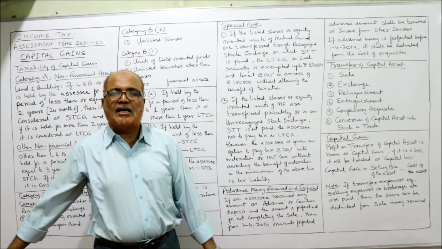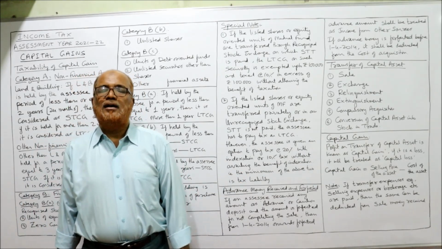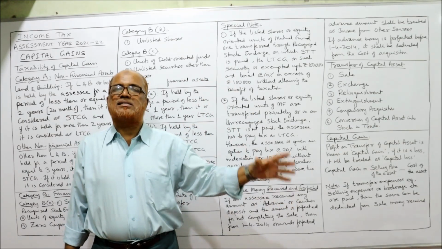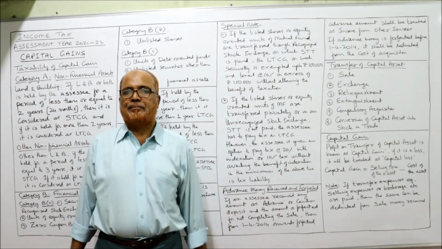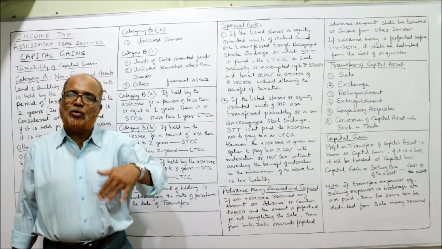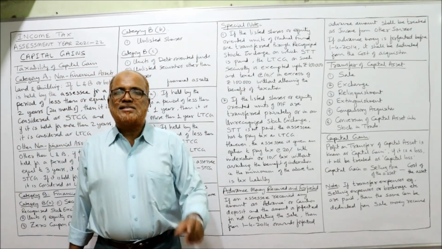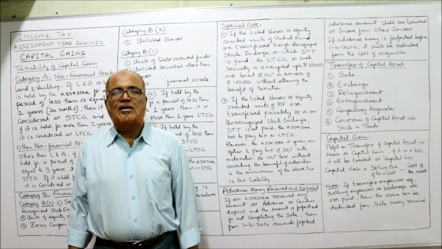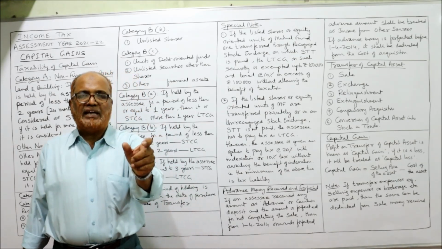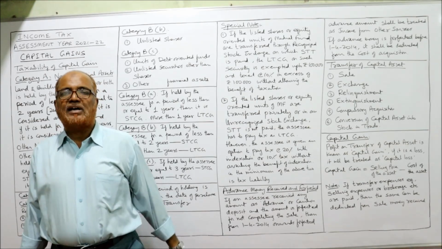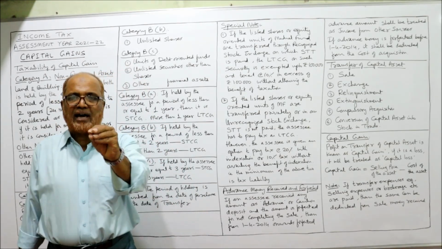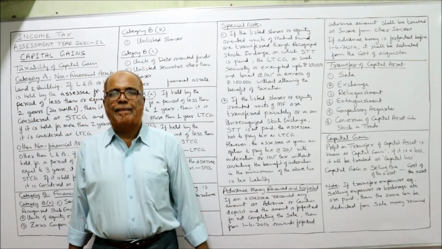Next one is capital gain. What is capital gain? The gain arising on the transfer of capital asset during the previous year is called capital gain. Now, how to find out the capital gain? Selling price of the asset minus cost price of the asset. Selling price of the asset 15 lakh, cost price of the asset 10 lakh. So 15 lakh minus 10 lakh, 5 lakh rupees is the capital gain.